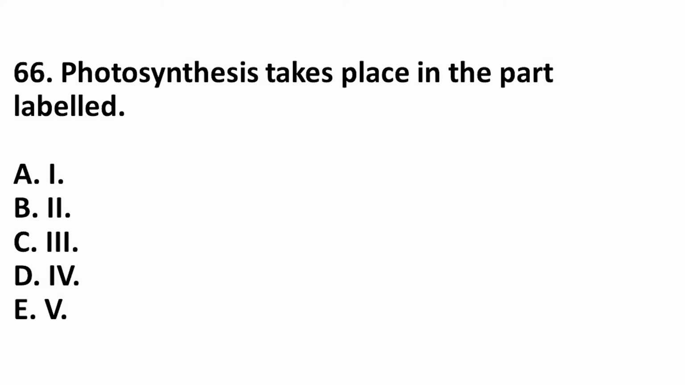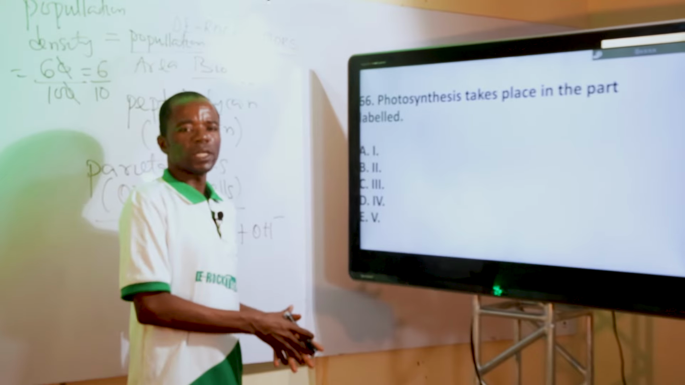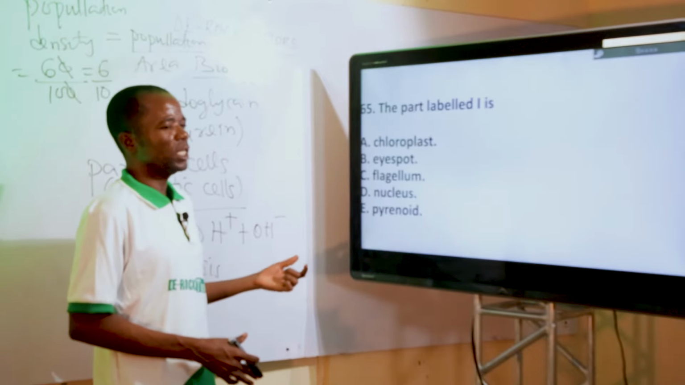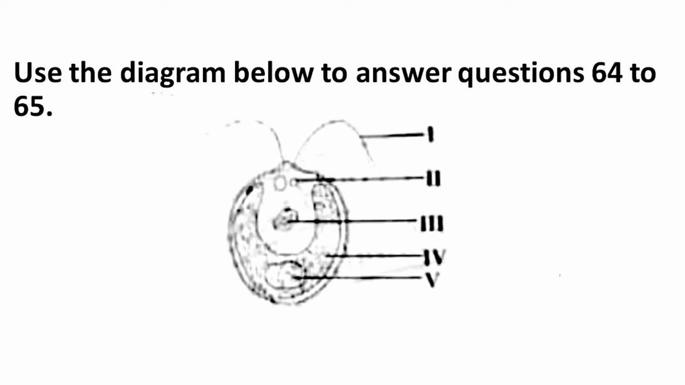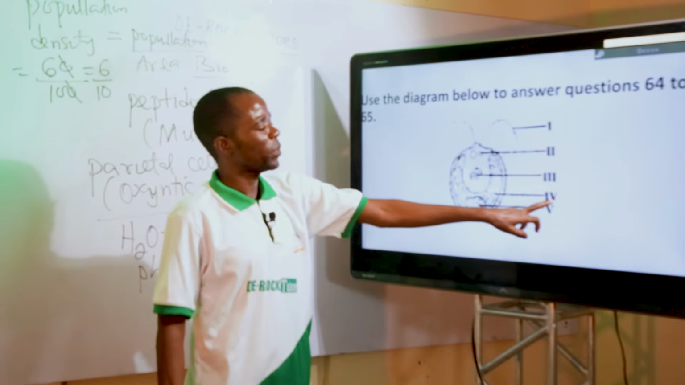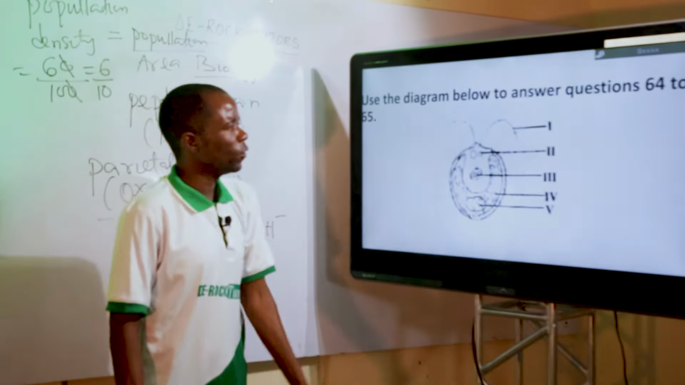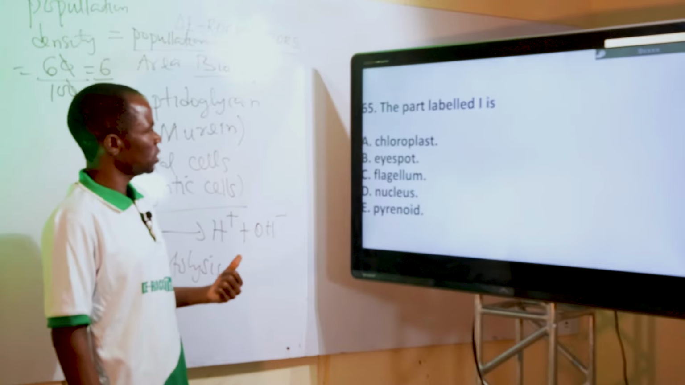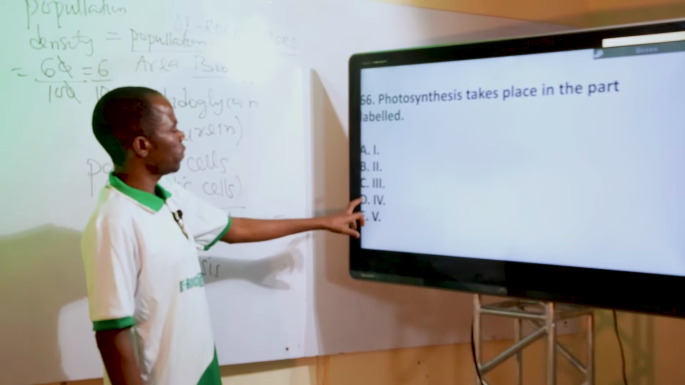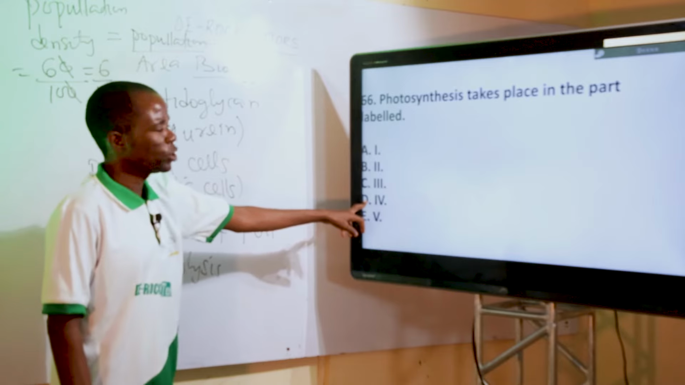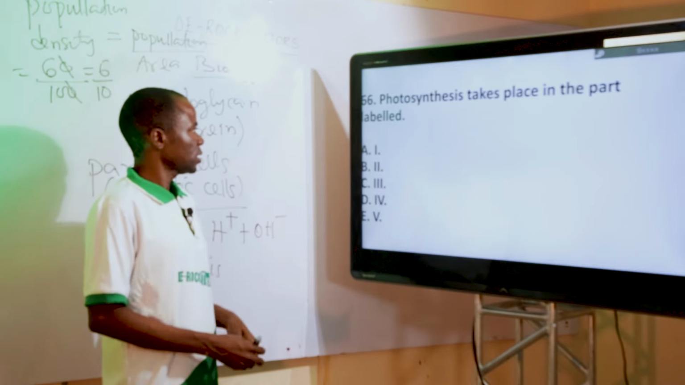Photosynthesis takes place in the part labeled that. I've told you earlier that the diagram is a Chlamydomonas, a plant, which means it contains chloroplast. So let's look at the diagram once again to see which of the parts is labeled as the chloroplast. This is definitely the chloroplast. That is the part labeled 4, Roman figure 4. So let's go to the options to see which one has Roman figure 4. That's definitely option D.